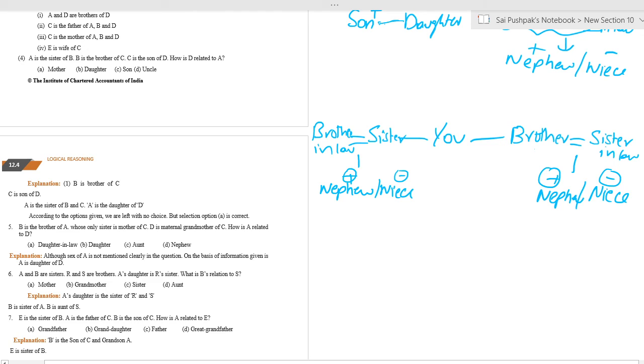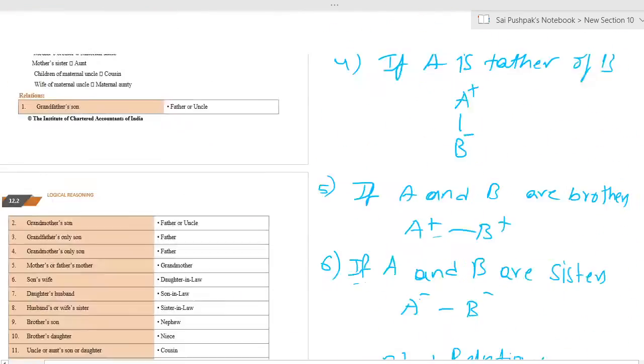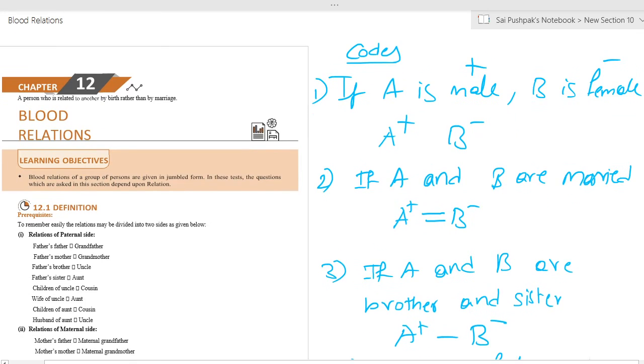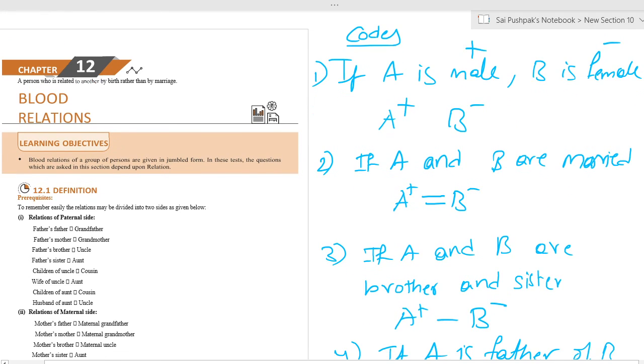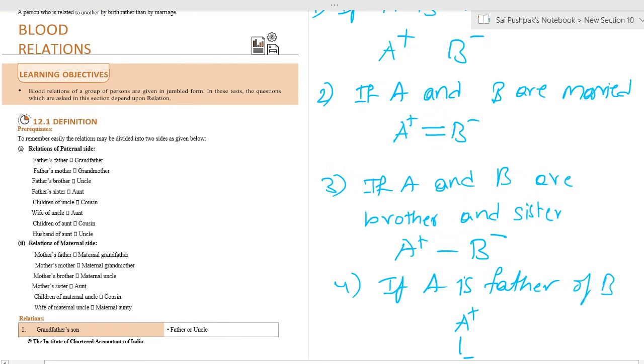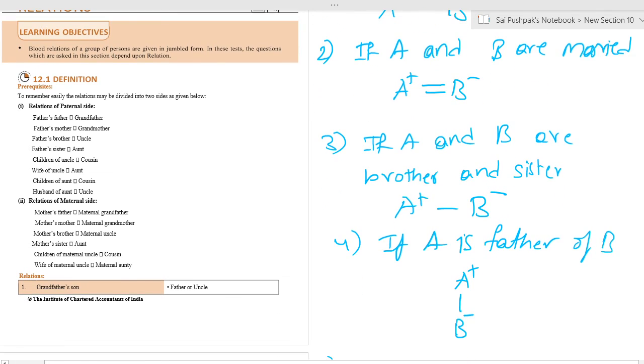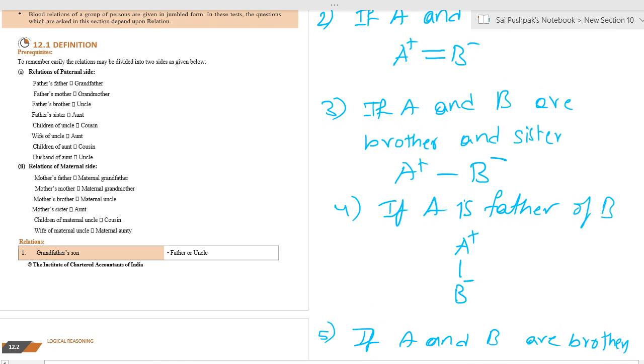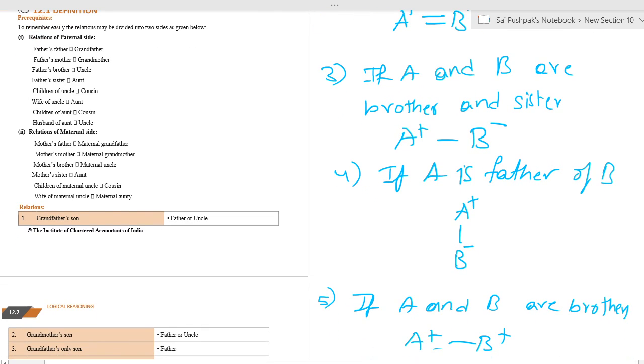So guys, let us revise what we have done till now. So let us remember the codes first. If it is male, we'll use plus. If it is female, we'll use minus. If A and B are married, we will use two lines between them. If A and B are brother and sister, we will only use one line between them. If A is father of B, like if A is the parent of B, we'll use the vertical line to show that he is the father or mother.